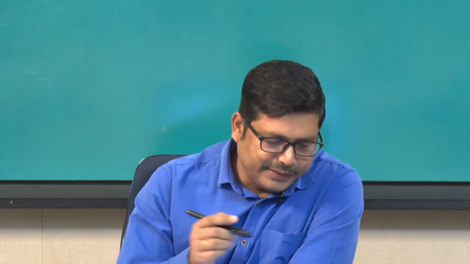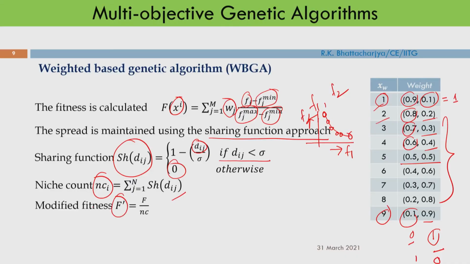So, based on the niche count value, I can tell whether a particular solution is crowded or non-crowded. In this case, we have calculated a modified fitness because I want to avoid the crowded solutions. The modified fitness is calculated as the original fitness capital F divided by the niche count C. The idea is that you reduce the fitness value of the crowded solution.